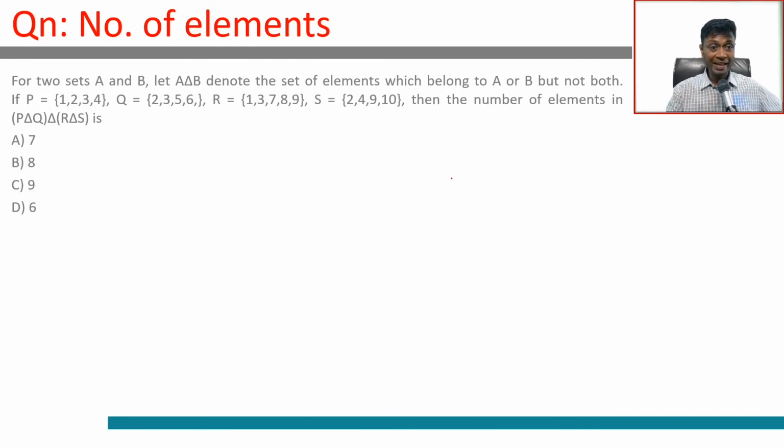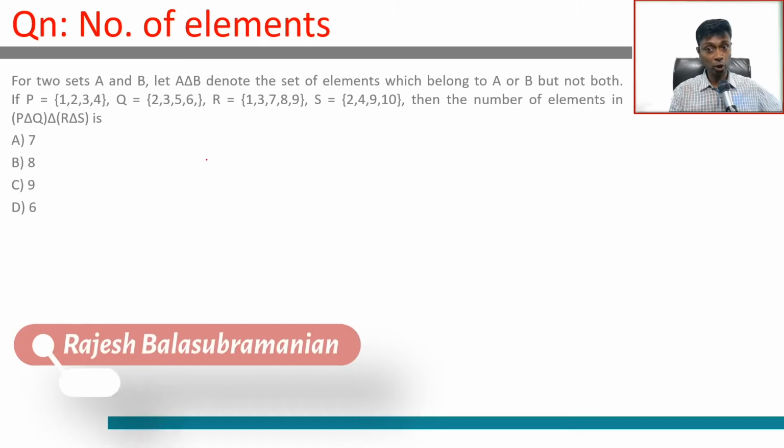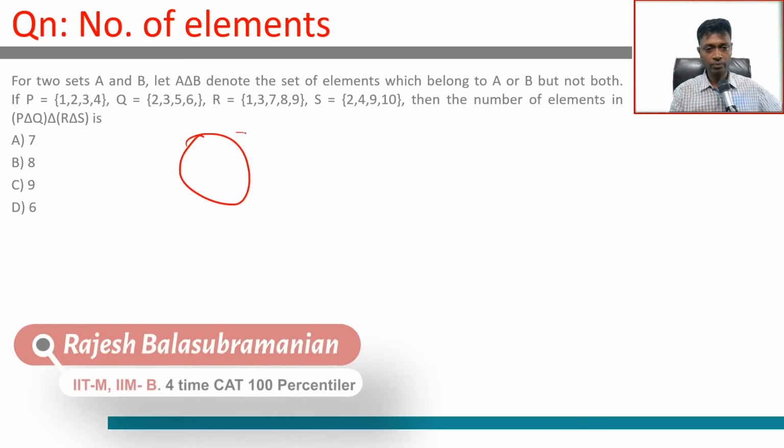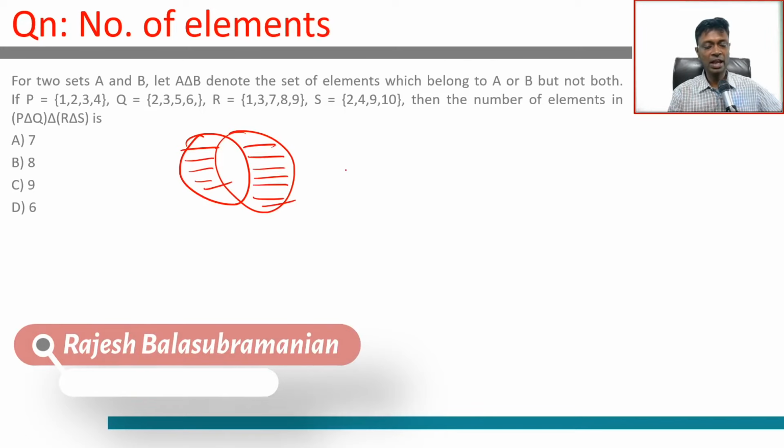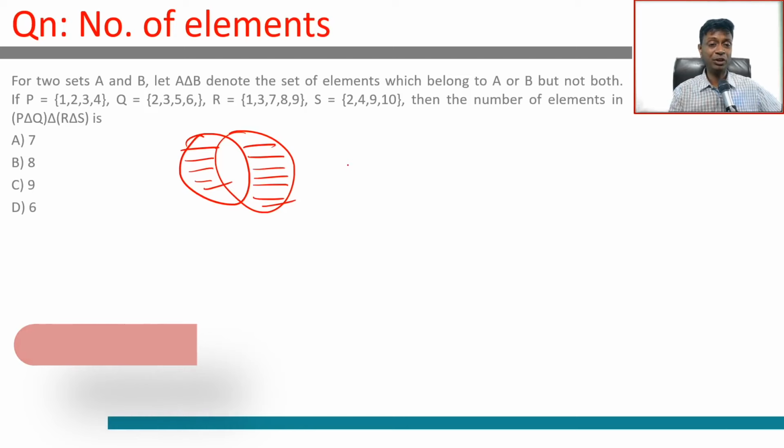For two sets A and B, A triangle B denotes the number of elements which belong to A or B, but not both. So A triangle B is this: A union B, from that we remove A intersection B. Then the number of elements in P triangle Q triangle R triangle S. Let's find P triangle Q.